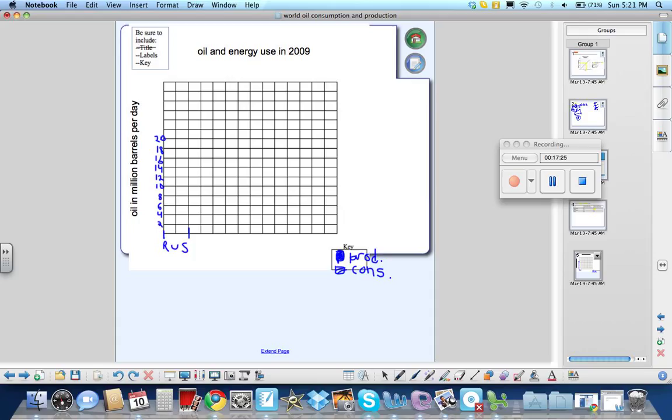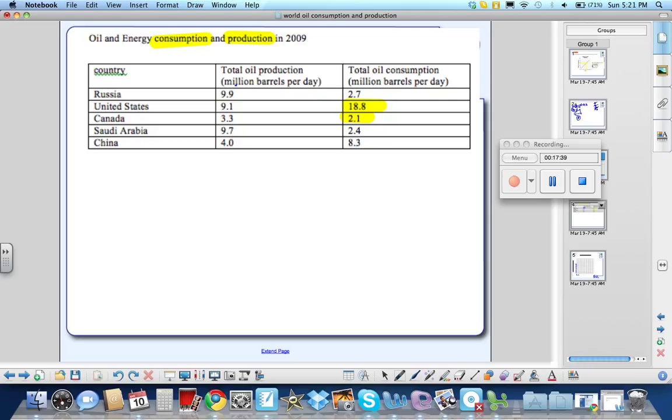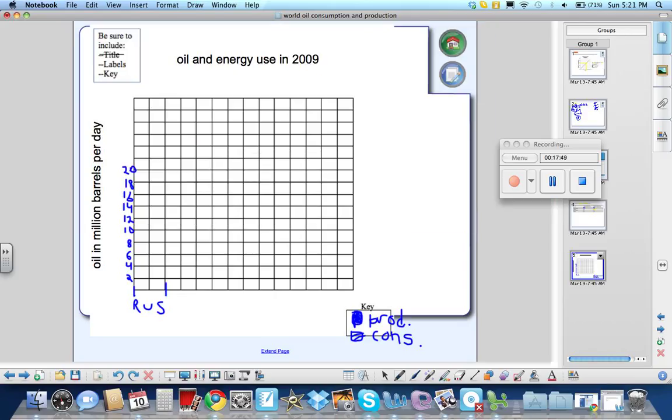I apologize for that. All right, for Russia, we have, again, 2 bars that we're going to create. One is the production. If you look at your grid, in Russia, we have 9.9 for production, 2.7 for oil consumption. So for production, I'm going to put my line at 9.9, which is pretty close to 10. So it's going to look like this.